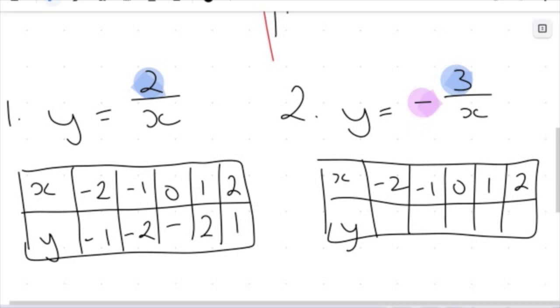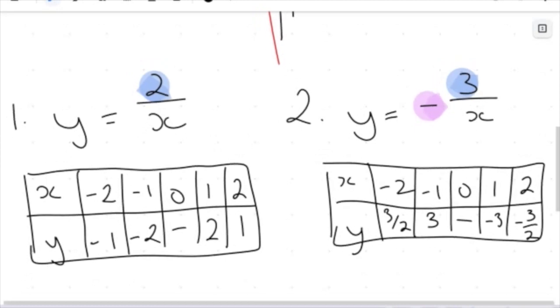So those two negatives here, this one and the one up the top, are going to cancel out, giving me a +3 on 2. When x is -1, this is going to give me -3 over -1, which gives me a +3 because of the double negative. Once again, I don't have any values for when x is 0 because I can't divide by 0. And here I get -3. And here I get -3 on 2.